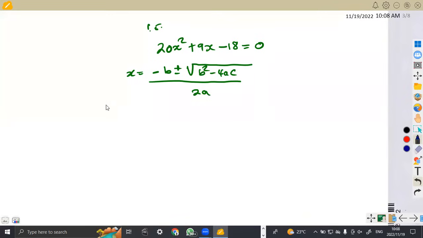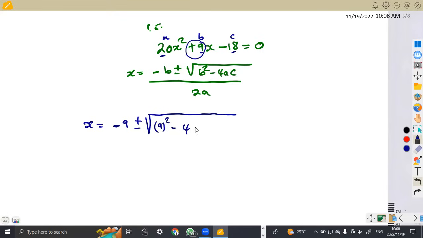Okay, so now let's work out the value of x, because we've got our a, our b, and our c. So x is going to be negative b, which is negative 9, plus or minus the square root of b squared, which is 9 squared, minus 4 times a, which is 20, times c, which is negative 18. Then everything over 2 times a, which is 2 times 20.